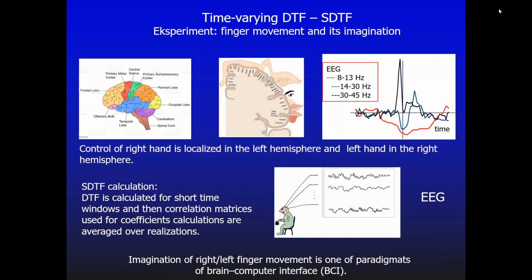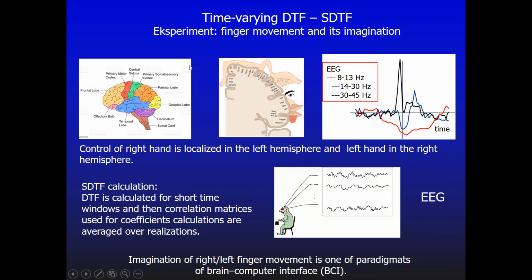Now, I'll say a few words about the experiment of finger movement and its imagination. This kind of experiment is performed quite often because imagination of right or left finger movement is one of the paradigms of brain-computer interface. So let's say left finger 0, right finger 1, or inverse.